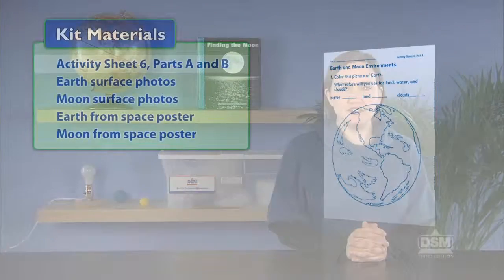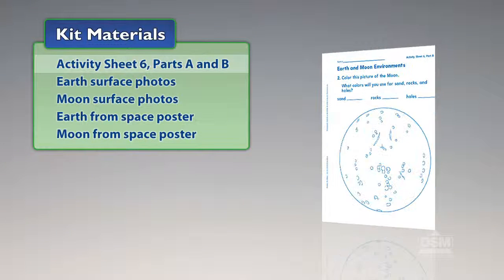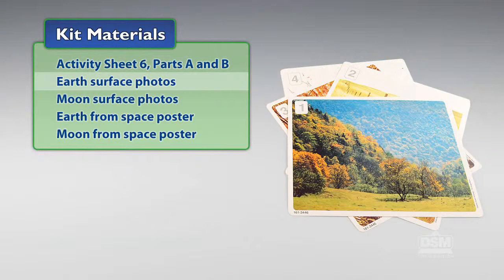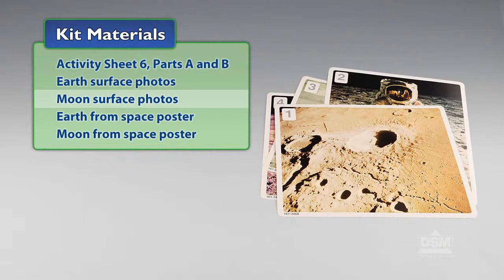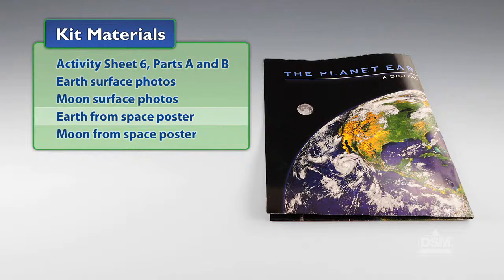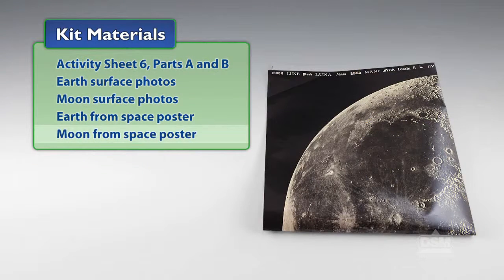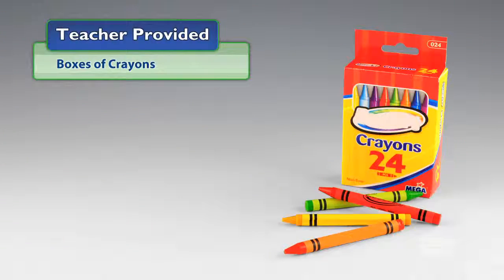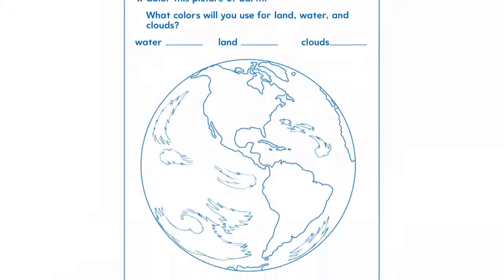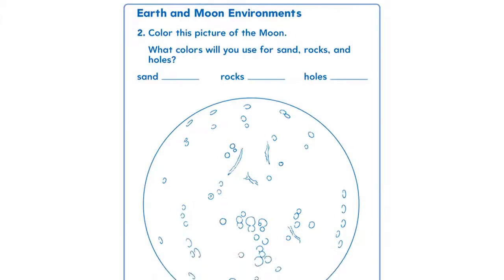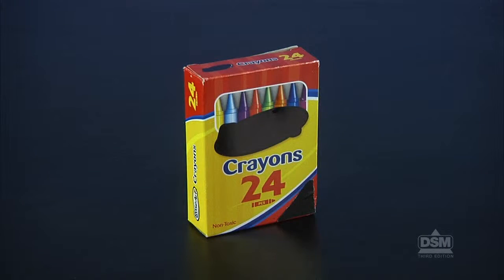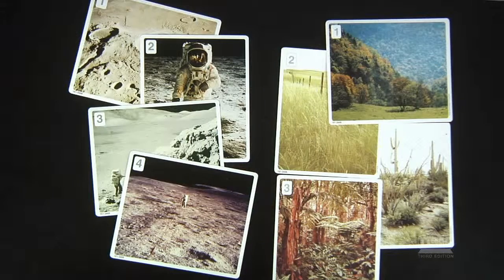You will need the following materials from the kit: Activity Sheet 6, Parts A and B, Earth surface photos, Moon surface photos, Earth from space poster, and the Moon from space poster. You will also need to provide boxes of crayons. To prepare for the activity, make a copy of Activity Sheet 6, Parts A and B for each student. Each team of 2 will need a box of crayons. Teams will need to share Earth and Moon photos.